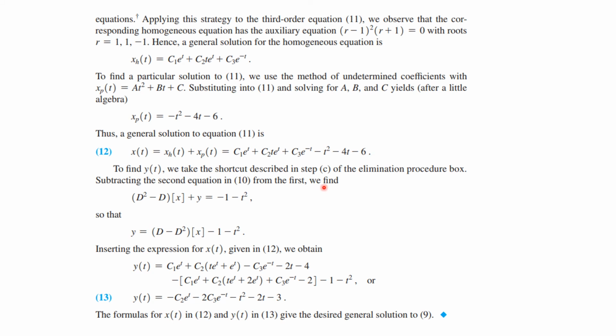To find y, we could take the shortcut, and we could subtract the second equation from the first and find out that this is true. So then we can say y is equal to, I just put these on the other side, do the calculation, and I take the value that we found for x and substitute it in, and I find out what y of t is.